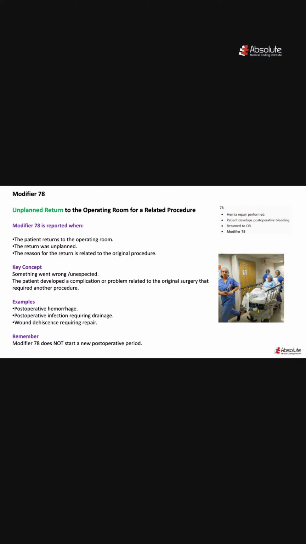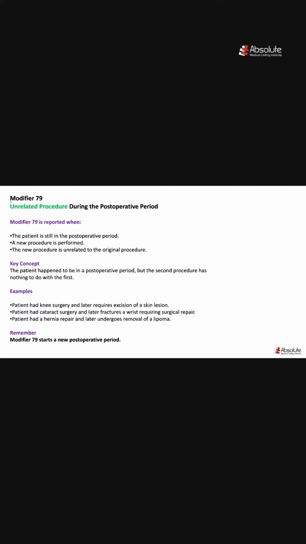Now, Modifier 79. You're still in the global period, but you have an unrelated procedure in that postoperative period. You're going to append Modifier 79. Let's say they broke their leg, right? They're in a 90-day postoperative period. Then they break their arm. A new procedure is performed. That new procedure is unrelated to the broken leg, right? They got a whole different injury, right?